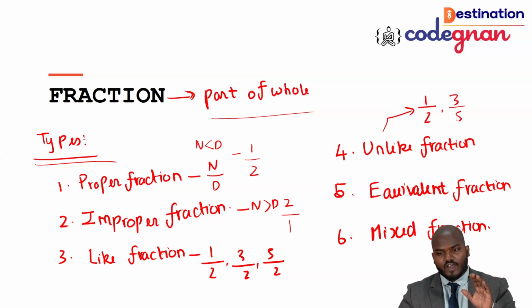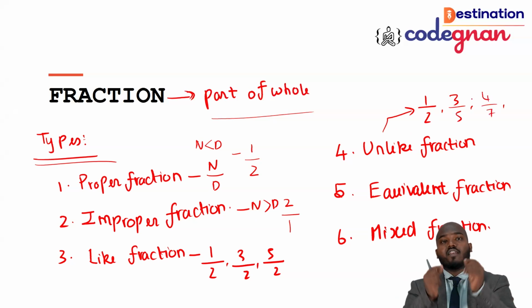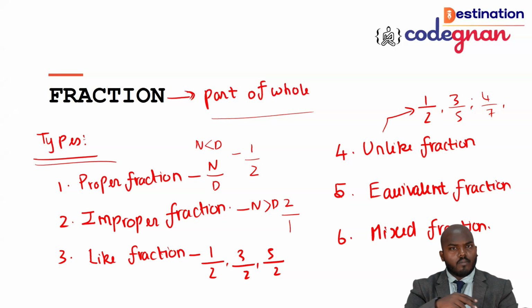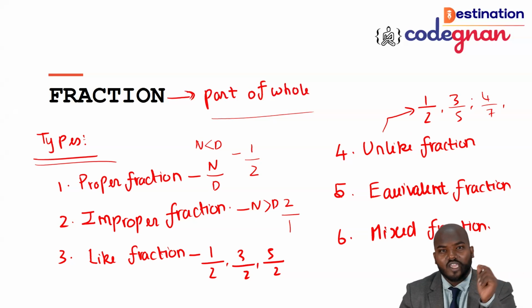Going to the unlike fractions, guys, we represent them like 1 by 2, 3 by 5, 4 by 7. The denominator keeps on changing. It can be proper or improper or maybe mixed. We can't say, sir, that this is one of the proper fractions. No, sir, it belongs to either the proper or improper fraction or mixed type.